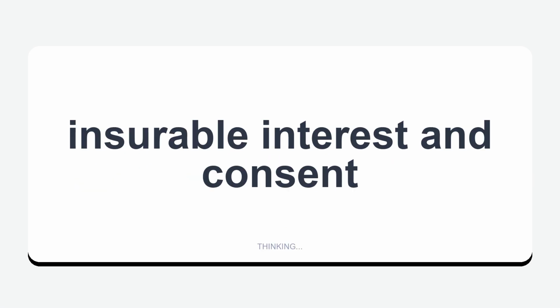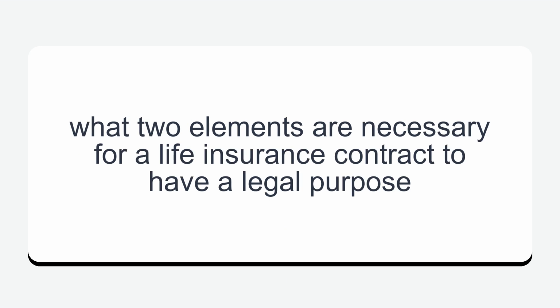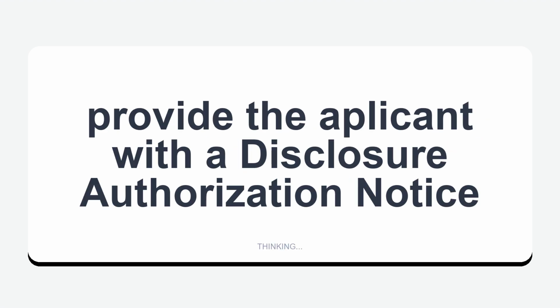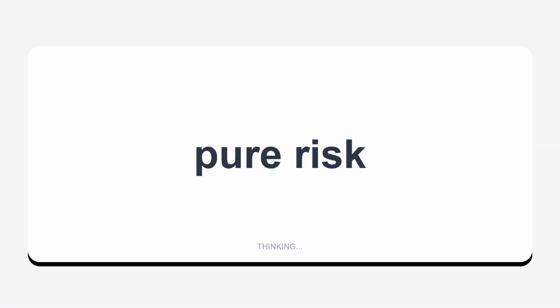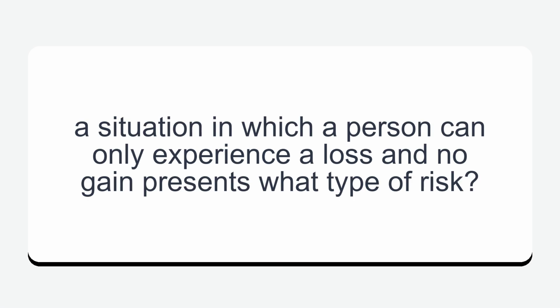Insurable interest and consent. What two elements are necessary for a life insurance contract to have a legal purpose? Provide the applicant with a disclosure authorization notice. If an insurer needs to obtain information about the applicant from investigators, what is the insurer required to do? Pure risk. A situation in which a person can only experience a loss and no gain presents what type of risk?